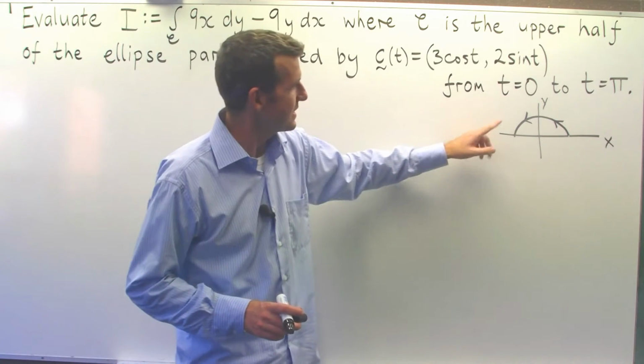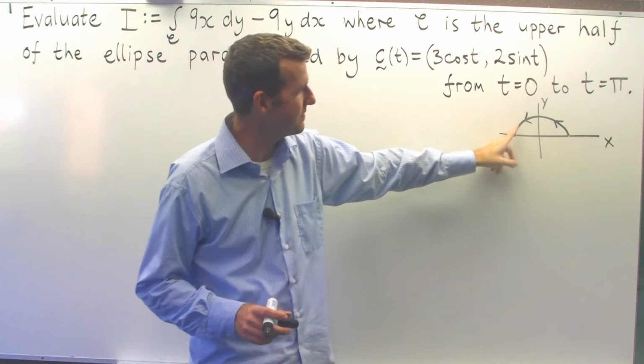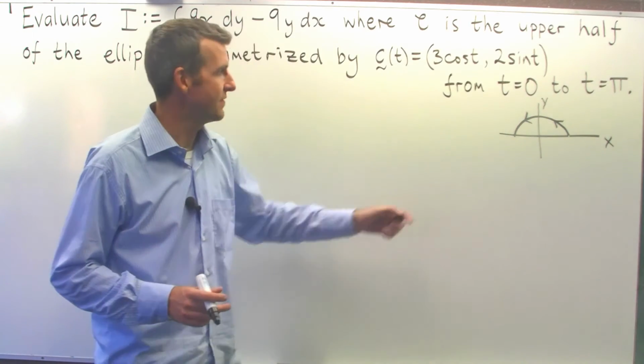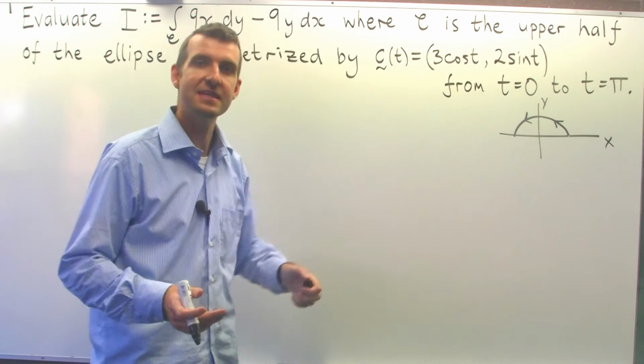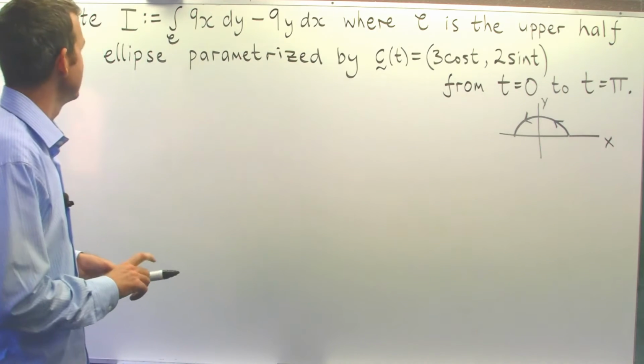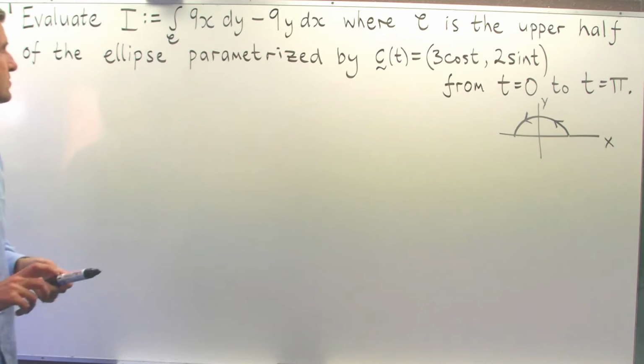Now, notice that the direction in which the top half of the curve of that ellipse is traced out is the anti-clockwise direction. Okay, so how do we evaluate this particular line integral?